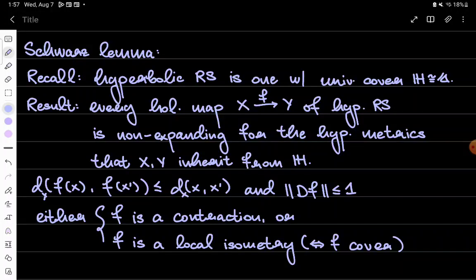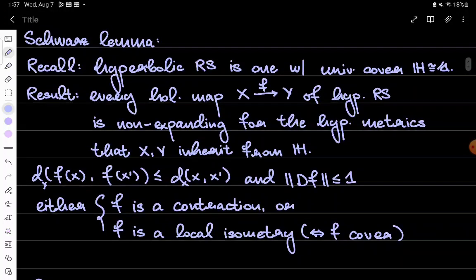Now, we can phrase the general form of the Schwarz lemma, this is sometimes attributed to Schwarz and Pick, or sometimes Ahlfors' name is attached to this, as having to do with the canonical hyperbolic metrics that each of these hyperbolic Riemann surfaces inherit by being covered by the upper half plane. So because the automorphism group is exactly the orientation-preserving isometry group for the hyperbolic metric on the upper half plane or the disk, each such hyperbolic Riemann surface inherits a hyperbolic metric of constant negative curvature minus 1, and we refer to these as the hyperbolic metrics on the respective surfaces.